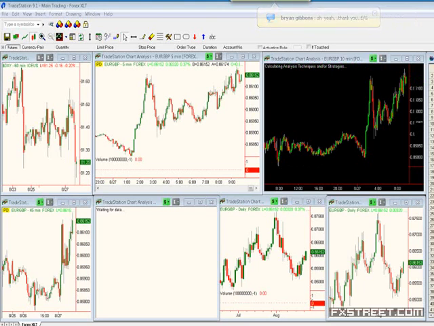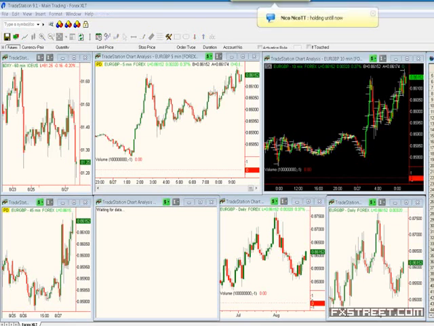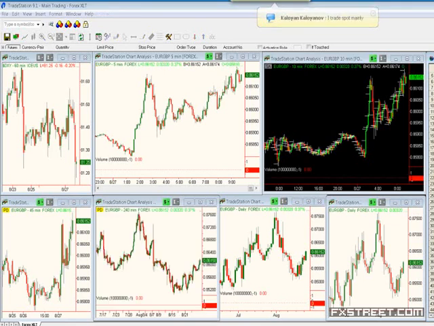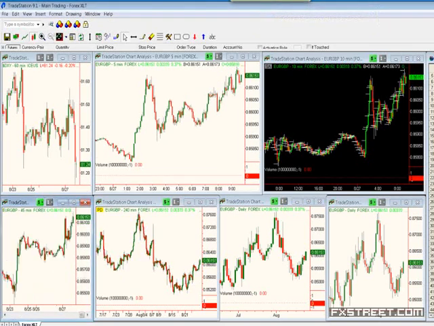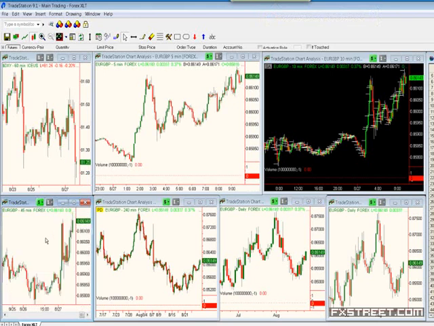Let's see. S&P's down 15. Yes, it's down 31. Euro pound. Yeah, there's just not a lot. I wish there was more opportunity. There is. I mean, there's plenty of opportunity, but nothing that's really close to current price.